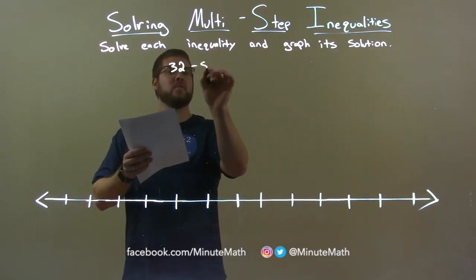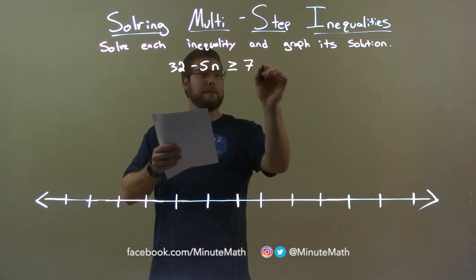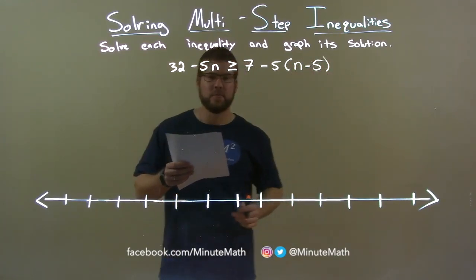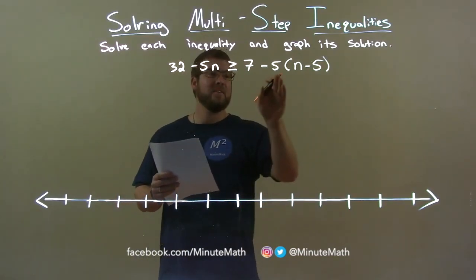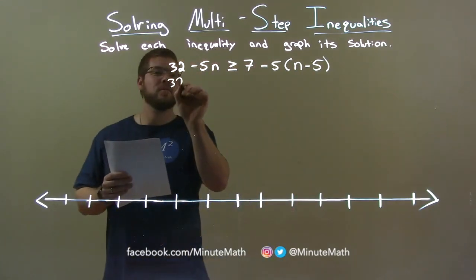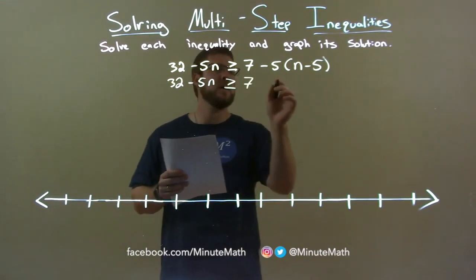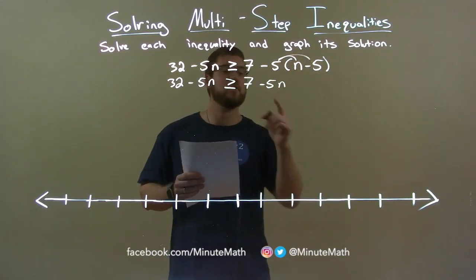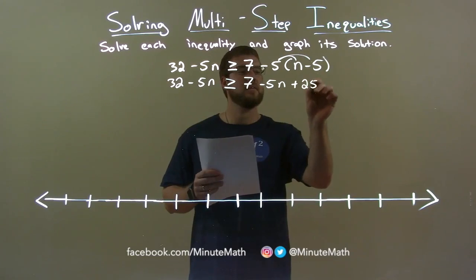32 minus 5n is greater than or equal to 7 minus 5 times n minus 5. Alright, we want to get n by itself. First step to doing that is actually to distribute the 5 inside that parenthesis. So 32 minus 5n stays here. It's greater than or equal to 7. And now minus 5 times n is a minus 5n. And minus 5 times a minus 5, make sure to bring the negative over, is a positive 25.